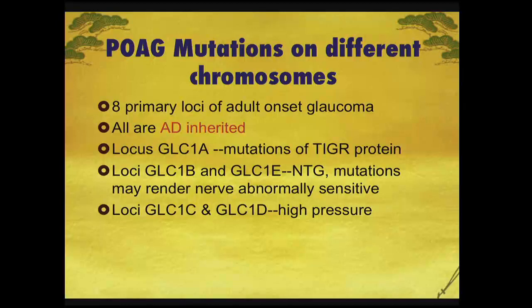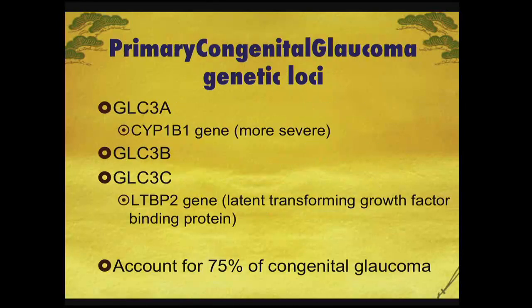There are 8 primary loci of adult onset glaucoma that have been identified. All are autosomal dominantly inherited. GLC1A is associated with mutations of the TIGR gene. GLC1B and 1E are associated with normal tension glaucoma. It's thought that mutations render the nerve abnormally sensitive to normal pressures. And then GLC1C and 1D are associated with high pressure glaucomas.